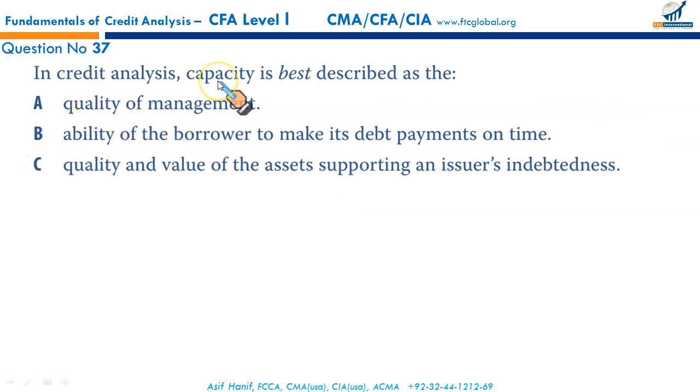In credit analysis, capacity is best described as: the quality of management, that is character; the ability of the borrower to make its debt payments on time, that is capacity; the quality and value of the assets supporting an issuer's indebtedness appears to be the correct option, but B puts things exactly in the perfect order, and that's what we call capacity. Maybe you have good quality assets and large assets, but they are not liquid. They are not able to generate returns. So that puts a question mark on capacity. B is the perfect answer.